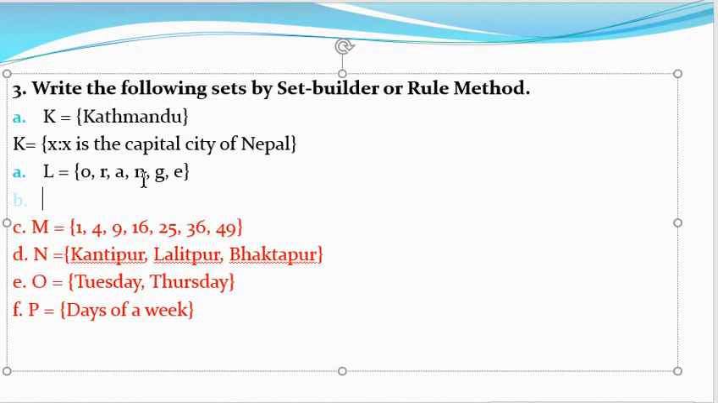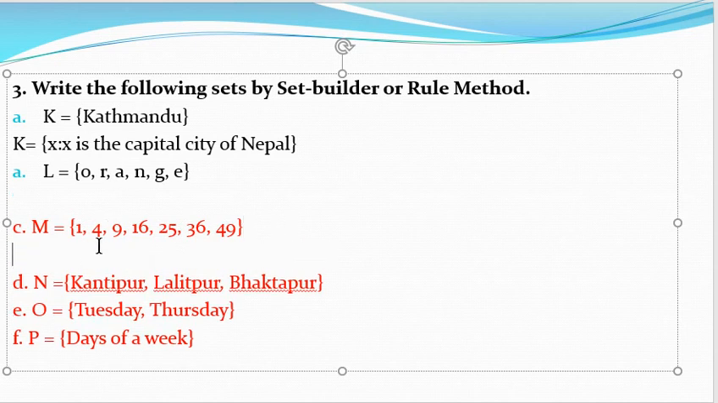And how will you describe this? L equals ORANGE, x such that x is... Excuse me, teacher, from 1 to all numbers are natural numbers, or from 1 to 10 only they are natural numbers? 1 to all numbers are natural numbers. 1 going forward to infinity, all are natural numbers. Okay, teacher. Now L equals ORANGE. These are the letters of the word Orange. Very good. You have to write like that.